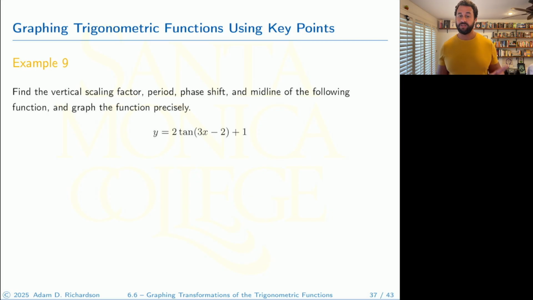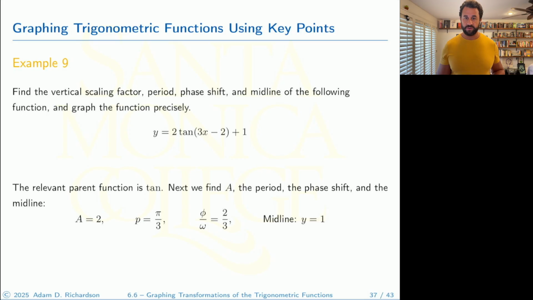We're going to do tangent and we're going to do cotangent. Same kind of deal here. We're going to use all the same properties. There's just a little bit of difference in the fact that the period is pi for tangent instead of 2 pi. So same deal. What's a? It's 2. The period is pi. This is omega, so we're going to do pi over 3. The phase shift is going to be 2 over 3.